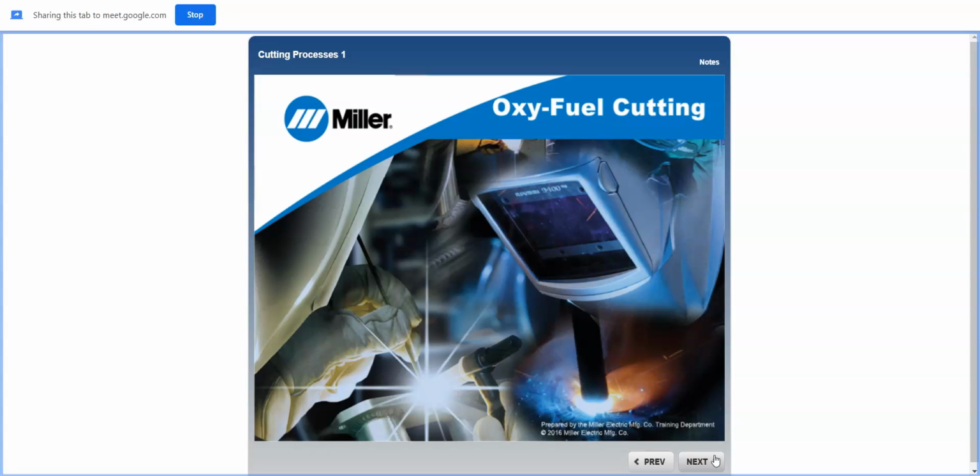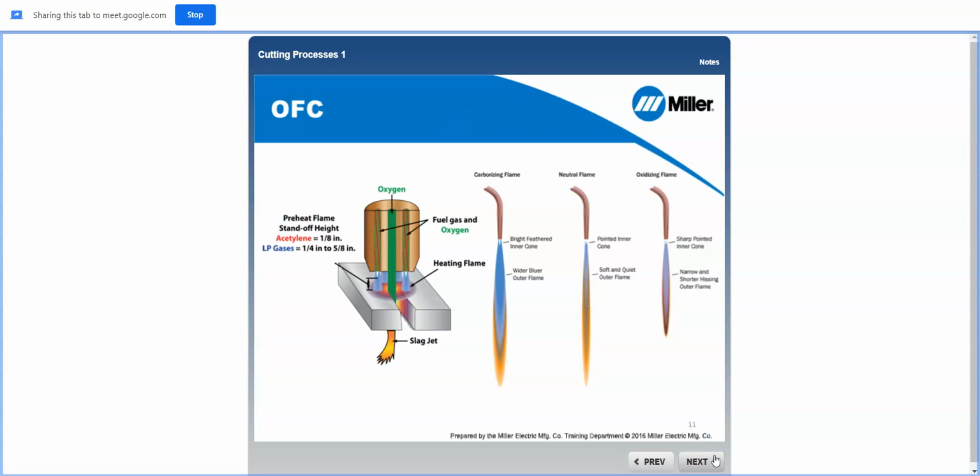All right, oxy-fuel cutting. Where plasma arc cutting uses an electric arc to cut metal, the oxy-fuel flame is different because it uses, instead of electricity, oxygen and a fuel gas. Now, in an oxy-fuel cutting system, there are typically three types of flames that we are going to come across.